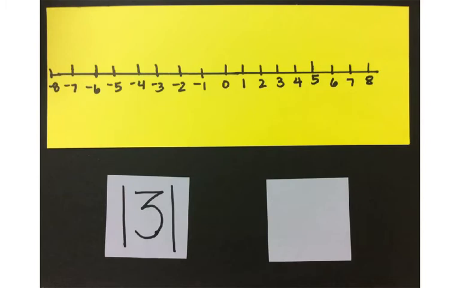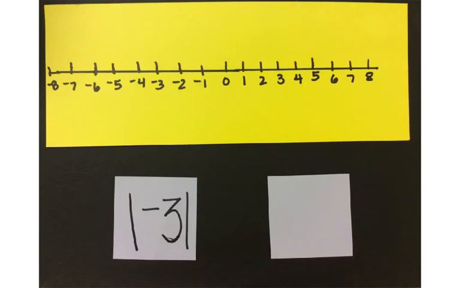Alright, so let's look at this one. Alright, this one says the absolute value of 3. So we're going to look at 3 and we're going to see how far away 3 is from 0, and it's 3 places, so the absolute value of 3 is 3. Alright, this one says the absolute value of -3. Well, -3 is on this side, and we're going to go back to how many spaces to 0, and it's 3. So the absolute value of -3 is 3.